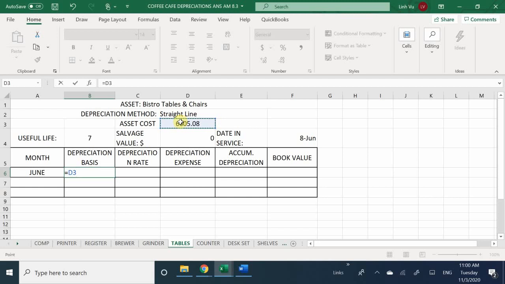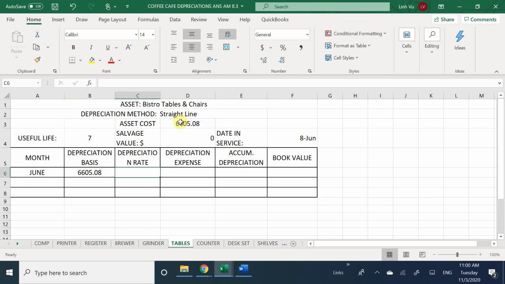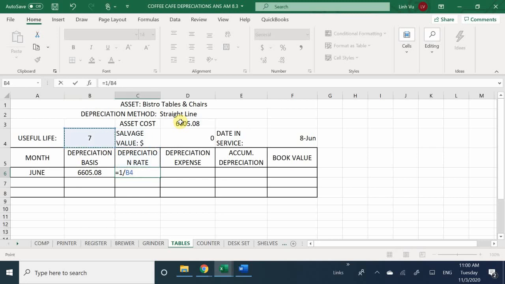Not divide. This is the basis. Good. So now what's my depreciation rate going to be? That's what I'm saying. I have to go through all my notes. This is straight line, right?